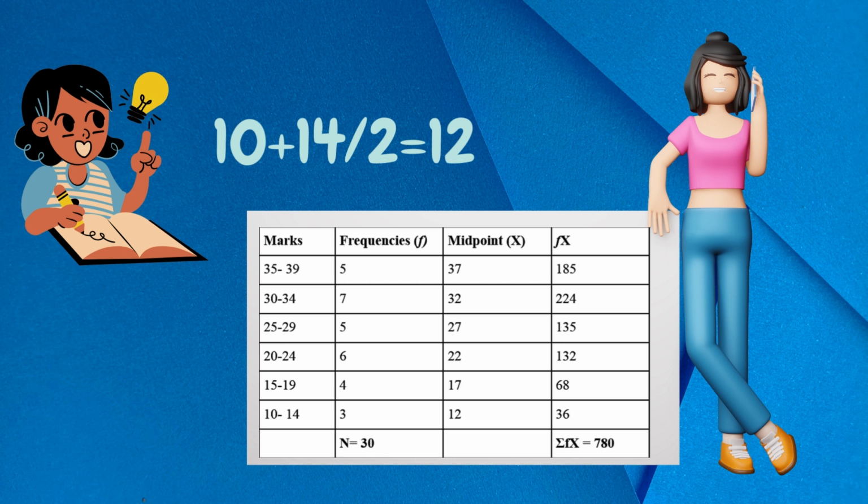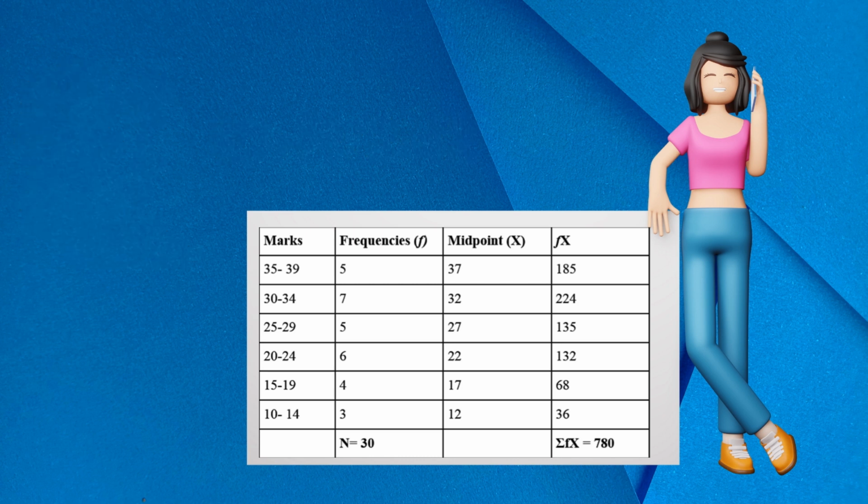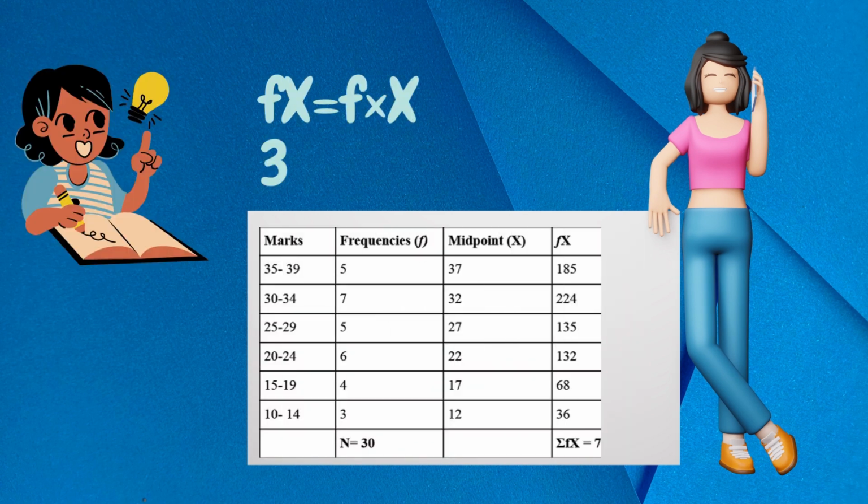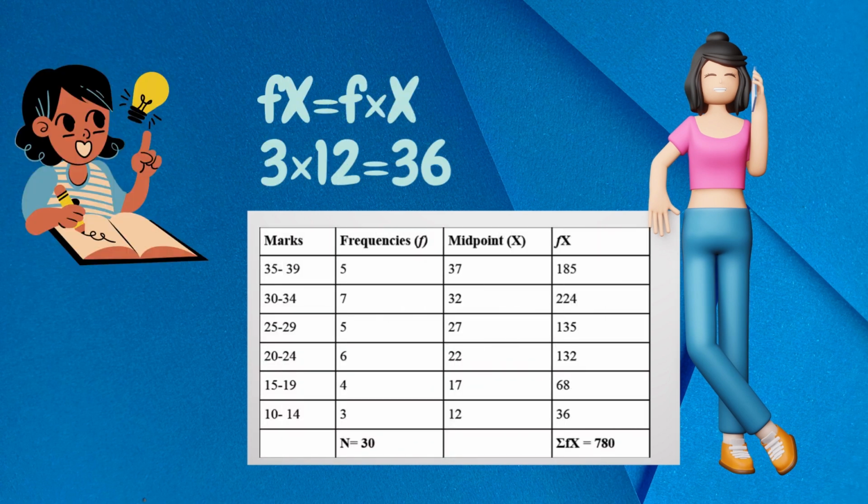You can see for the very first class interval, the midpoint is 12, and in the next column we have written fx. f is the frequency and capital X is the midpoint of the score. So similarly, from the bottom, you can see the very first class interval, which is 10 to 14, which has 3 as the frequency, 12 as the midpoint, and when we multiply 3 into 12, we get the fx score, which is 36.